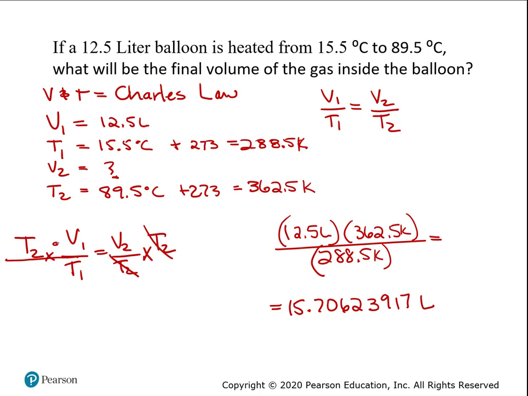Okay? So last thing, how many significant figures should my answer have? Yay, good, right? Because 12.5 is 3 significant figures, 15.5, 3 significant figures, 89.5, 3 significant figures. So I'm going to keep the 15.7. Next is a 0, so what happens? It all drops off, right? So 15.7 liters. Keep the decimal place.